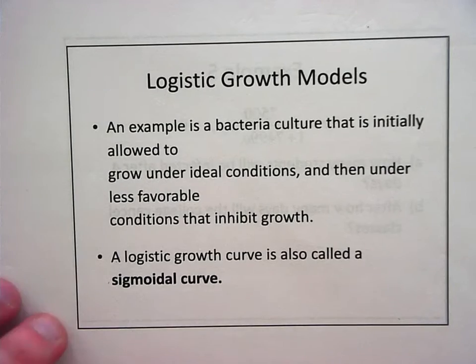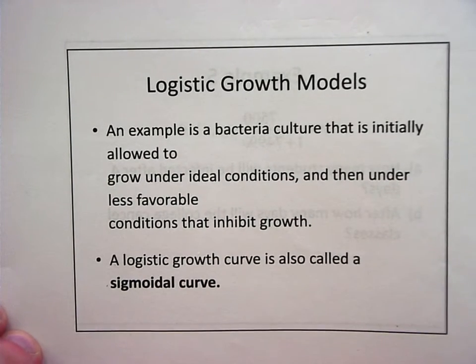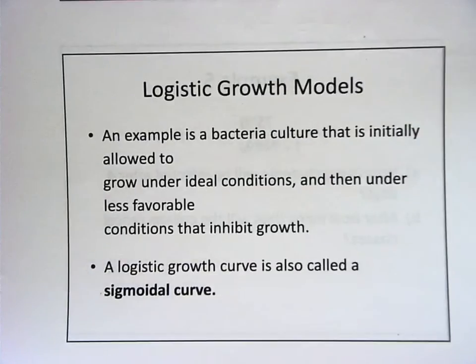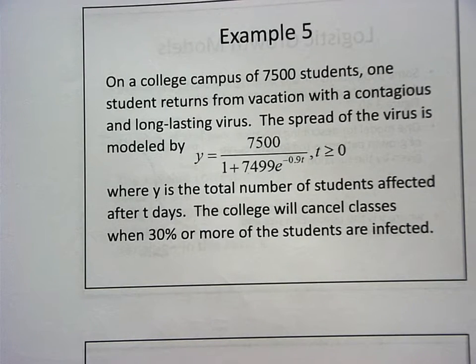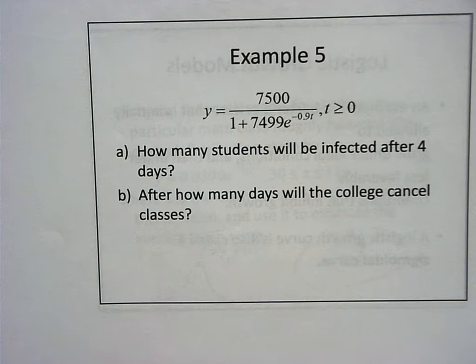It's also called a sigmoidal curve. Not used very often, but in biology you will run into it. Mainly, the equation ends up looking like this. On a college campus of 7,500 students, one student returns from vacation with a contagious and long-lasting virus. The spread of the virus is modeled by that, where Y is the total number of students affected after T days. The college will cancel classes when 30% or more of the students are infected.